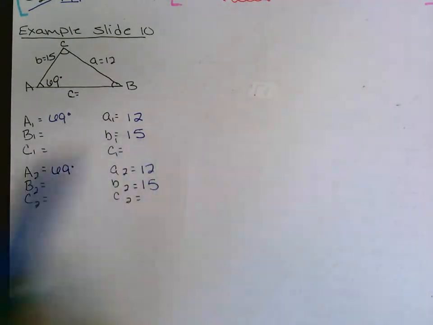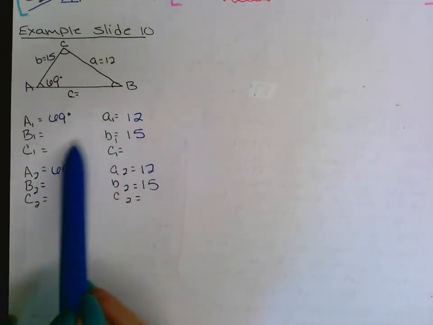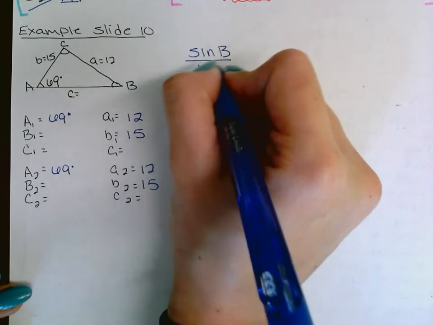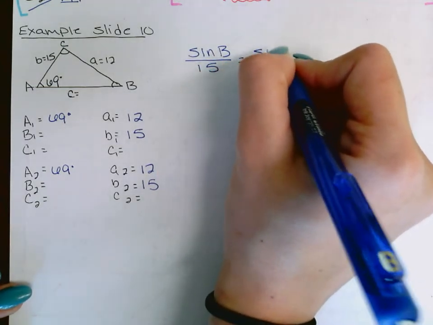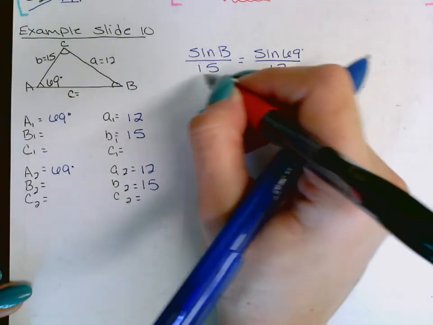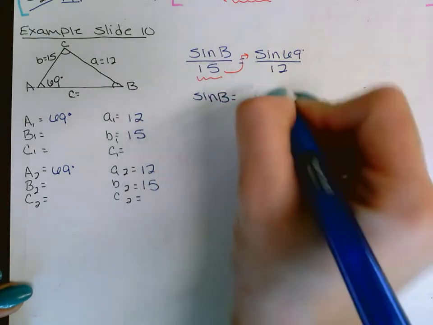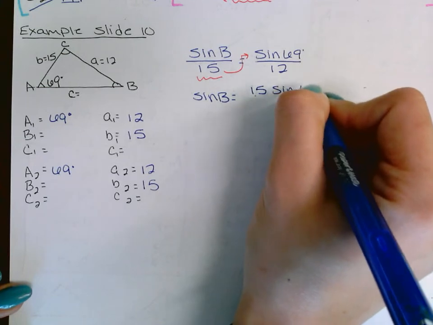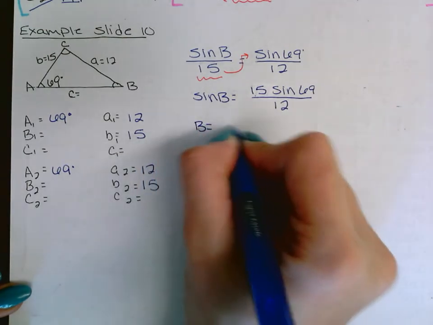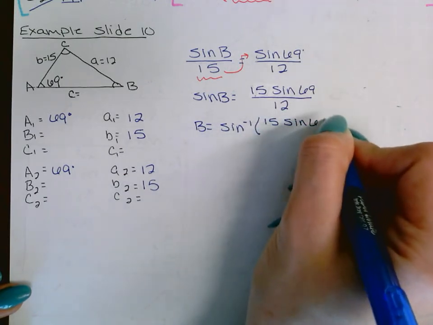All right. So now that I've set up the possibility of two triangles, I'm going to start by solving the first angle that I can, which in this case, I have the match for A, and then I have a piece of B. So I can set up sine of B over little b, which is 15, equals sine of 69 over 12. Multiply this 15 over. And then to isolate that capital B, I want to do the inverse sine to the other side, and then I'm going to plug that into my calculator.